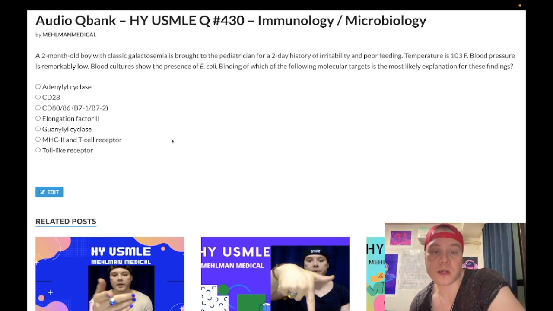2-month-old boy with classic galactosemia. He's brought to the pediatrician for a 2-day history of irritability and poor feeding. Temperature 103 Fahrenheit. Blood pressure is low. Blood cultures show the presence of E. coli. Binding of which of the following molecular targets is the most likely explanation for these findings?